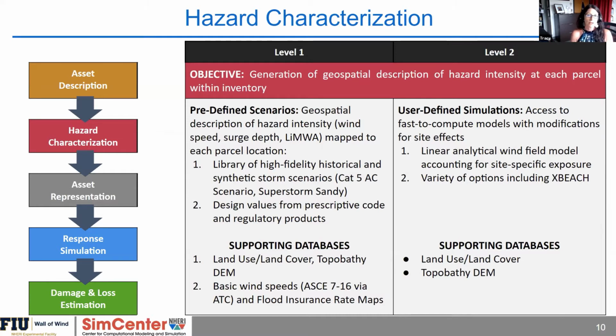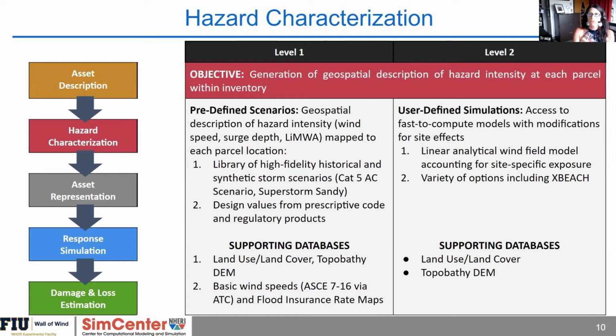Basically, you have libraries of high fidelity historical and synthetic scenarios, wind fields, storm surge, wave run-up, for both a Cat 5 scenario hitting Atlantic City, as well as Superstorm Sandy. We also give you the ability to bring in hazard descriptions from prescriptive code and regulatory products. That would be ASCE 7, as well as the FIRMs, the flood insurance rate maps. So think of level 1 as predefined scenarios.